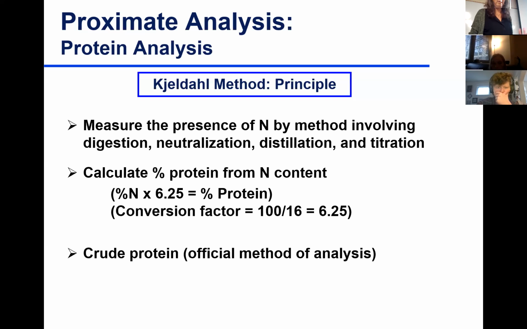Nevertheless, it gives you a good estimation and it's an accurate, precise method. Although it's an estimation, it gives you a very good approximate estimate.